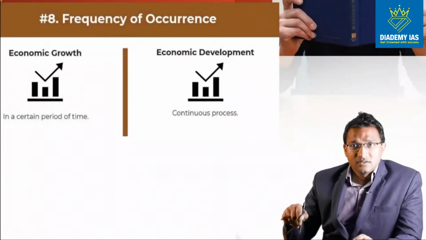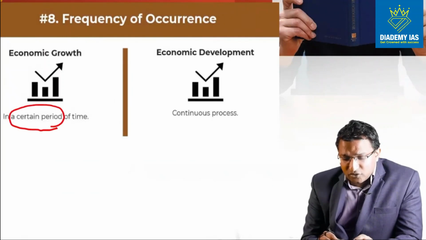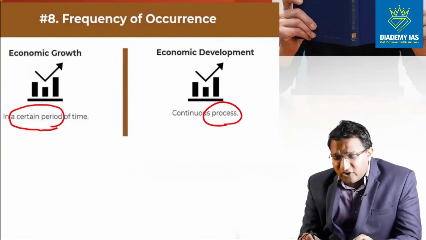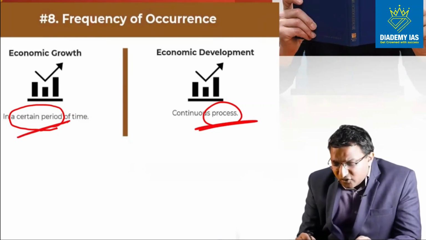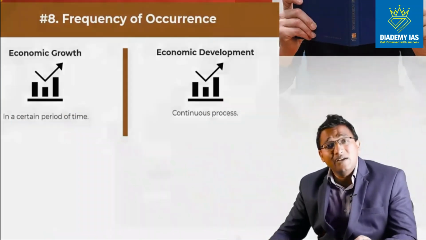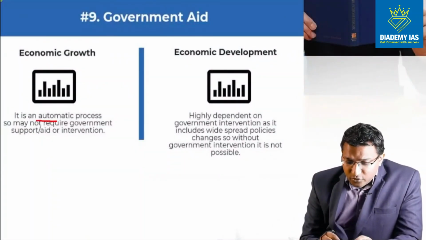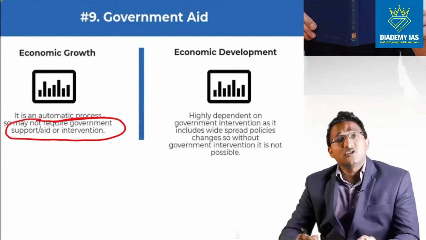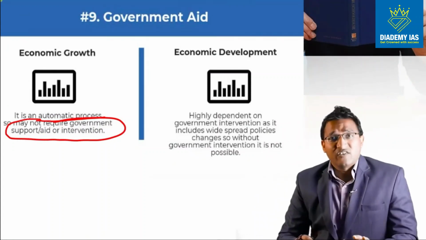Frequency of occurrence. Economic growth takes place in a certain period of time, so there is a certain fixed period. But economic development is a process phenomenon. So this is a time phenomenon and this is a process phenomenon. It takes time. Economic development takes time. Economic growth is an automatic process and it does not require much government intervention because the markets themselves will grow. So it is more of a market phenomenon.